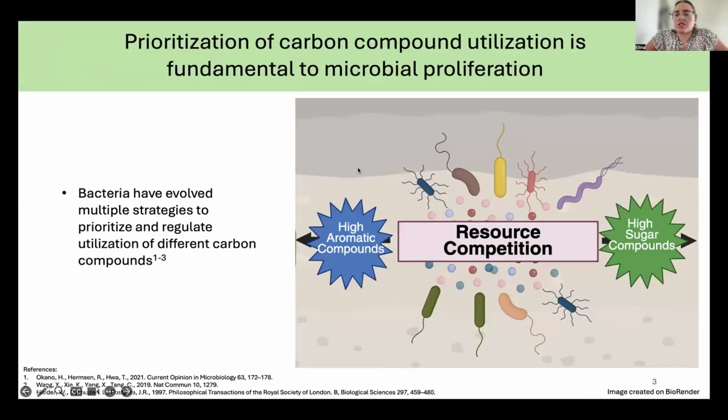So carbon utilization is the cornerstone of microbial survival and proliferation, especially in a dynamic environment like the rhizosphere. This region is highly chemically complex with nutrient availability constantly shifting. And to thrive here, bacteria must be able to adapt, detect changes in available carbon sources, and rapidly adjust their metabolic strategy. This metabolic flexibility is essential, not just for getting energy, but also to maintain a competitive edge in the rhizosphere where they outcompete any competitors.